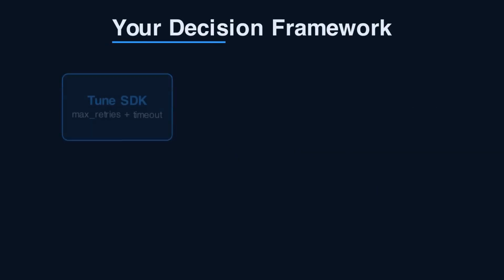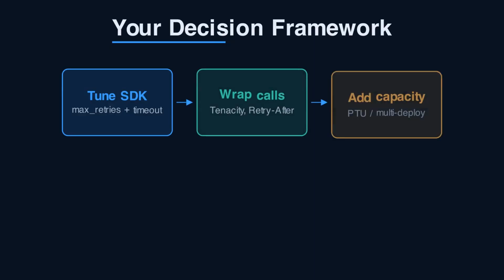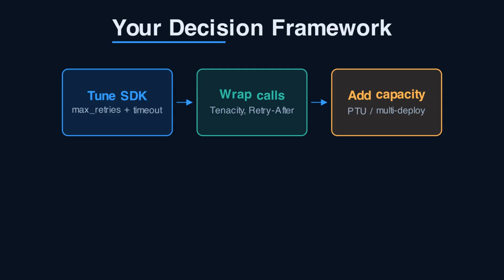Put it together as a ladder. Step 1: set a sensible timeout and bump max retries on the SDK client. Step 2: if you need fallback or observability, wrap calls with Tenacity, always honoring retry-after. Step 3: if 429s persist under normal load, fix capacity with quota, PTUs, or multi-deployment routing through API Management. Climb only as far as your problem demands. Most teams live happily on the first 2 rungs.